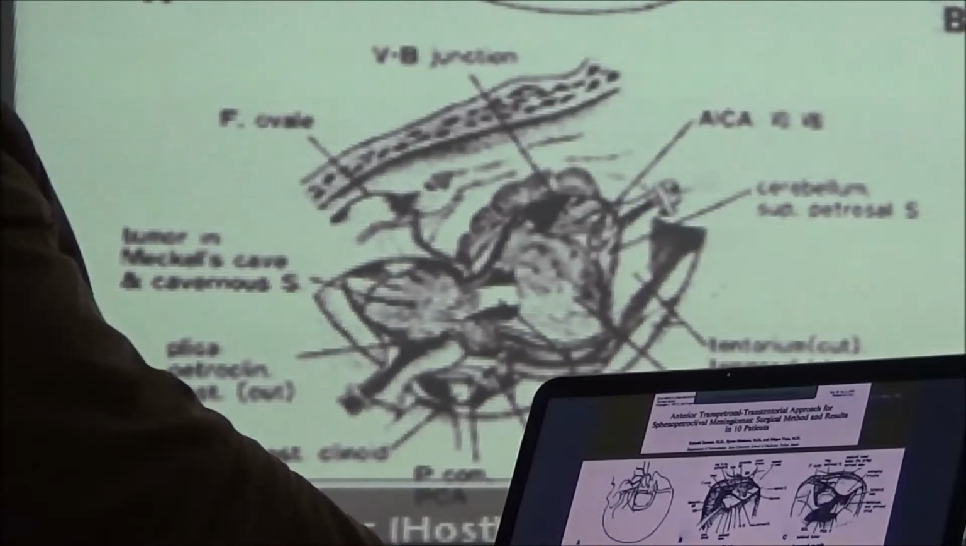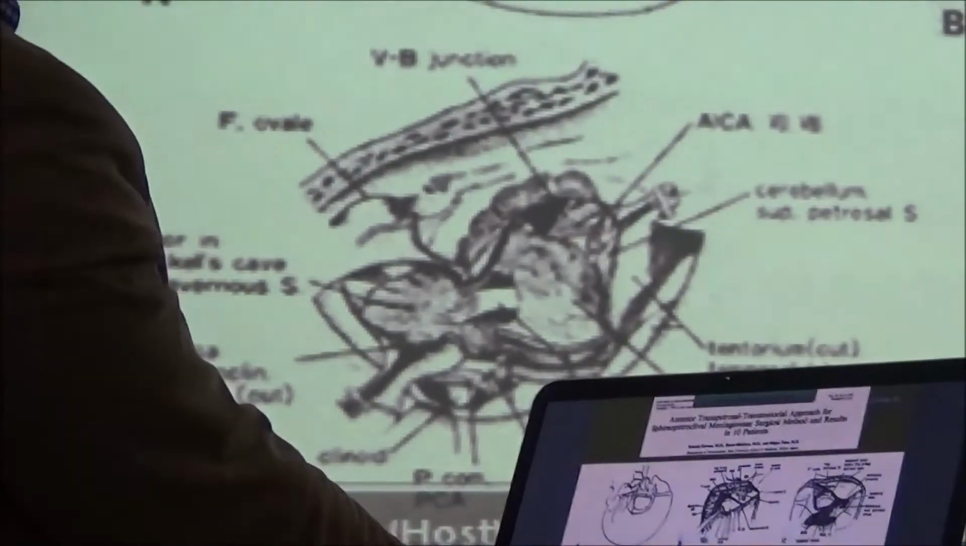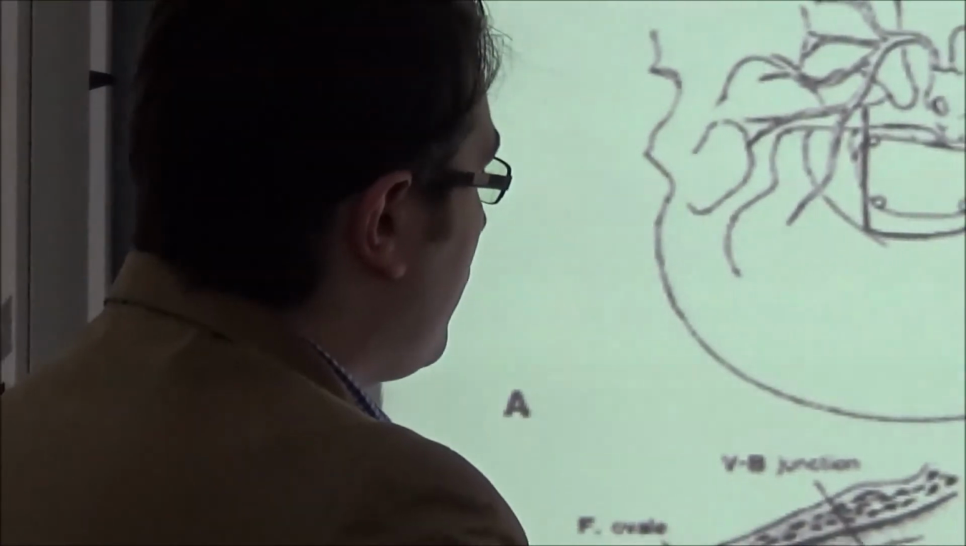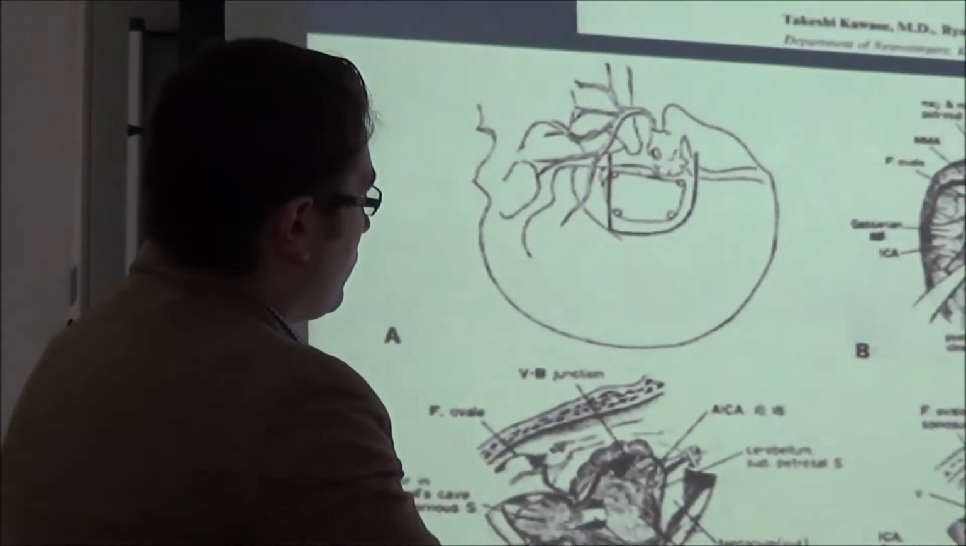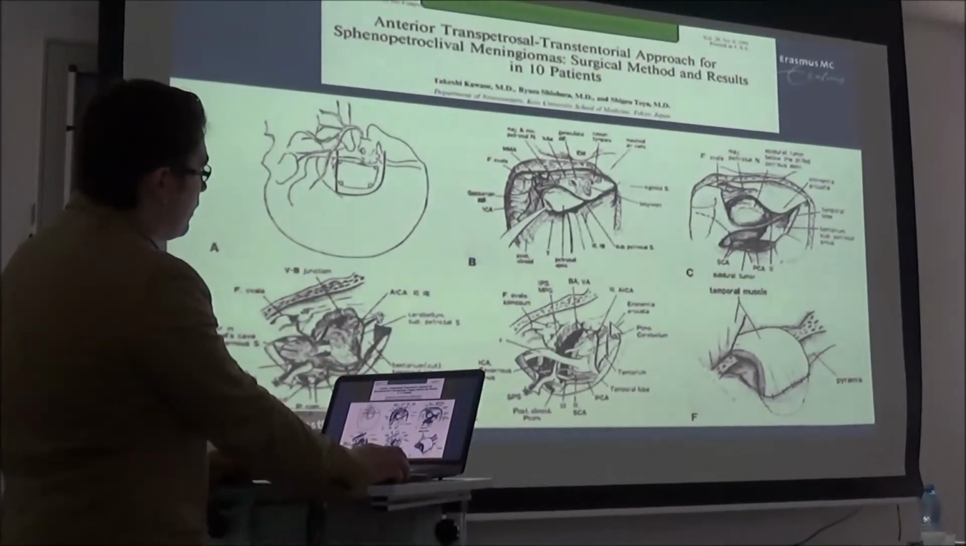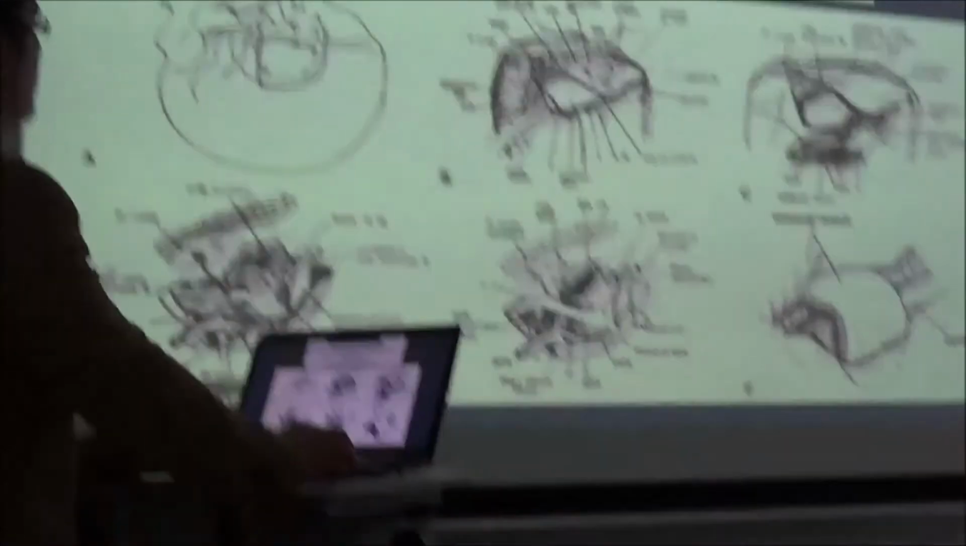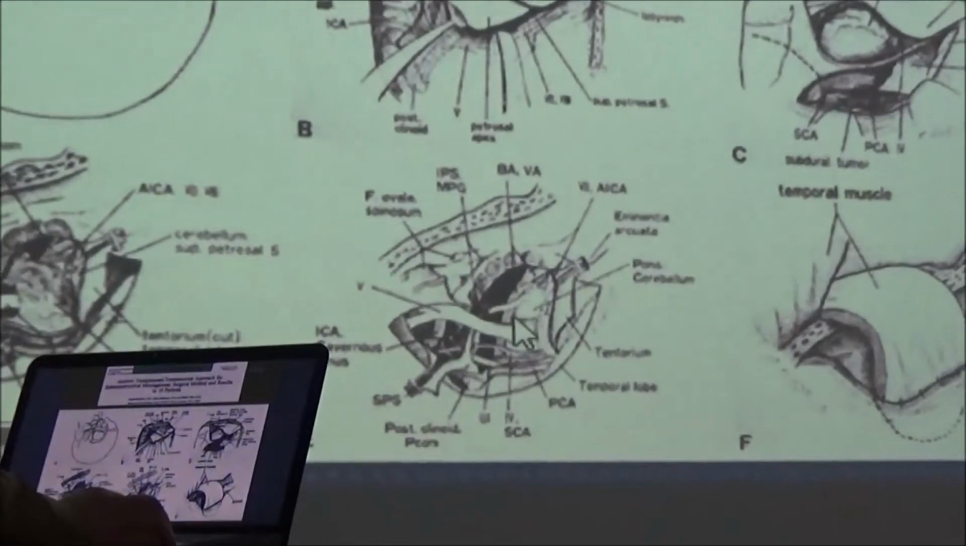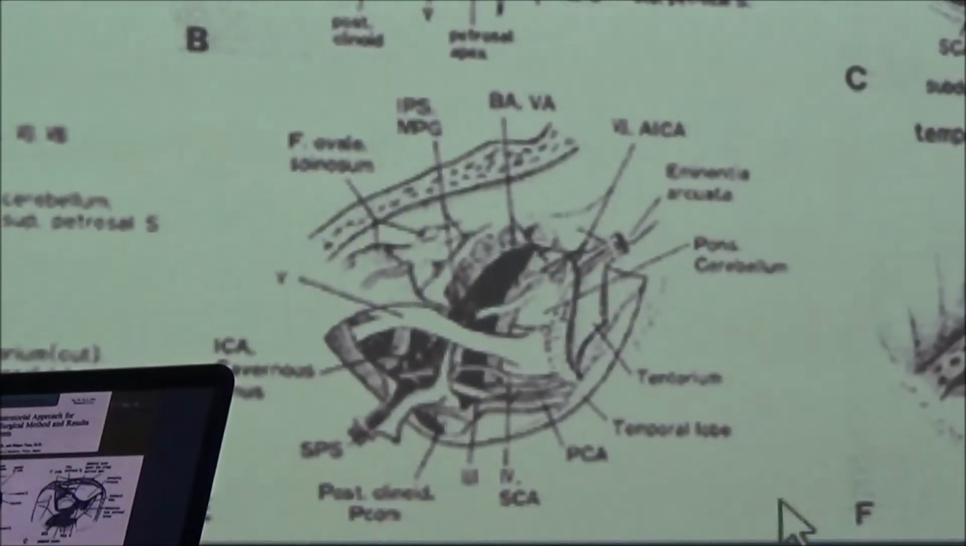And at the end, you have again the divided tentorium, and never forget this, you're going to have to divide the tent. Fifth, going to porus trigeminus, superior petrosal sinus, also divided here, and the backside here. ICA and the pons. Okay? And then he reconstructed it with temporal muscle.